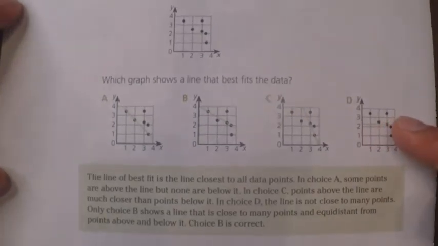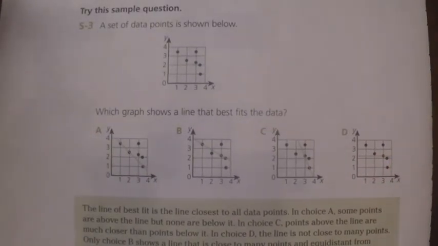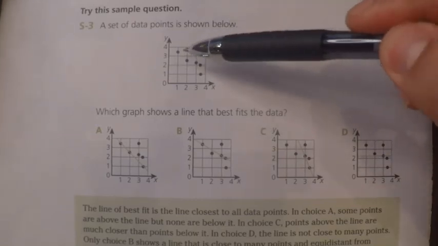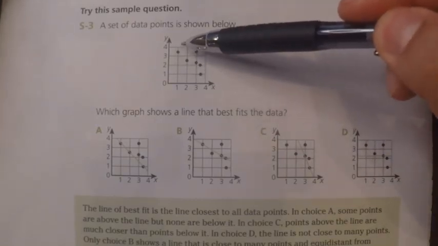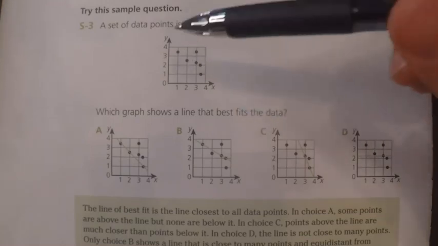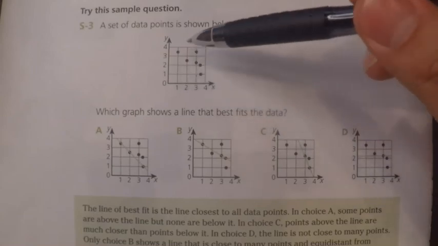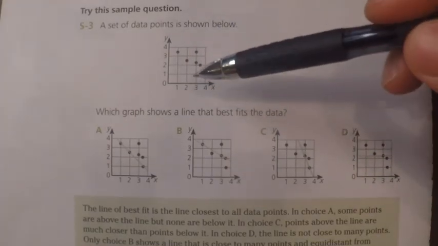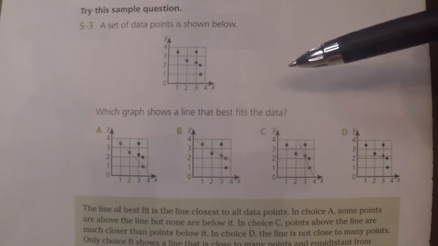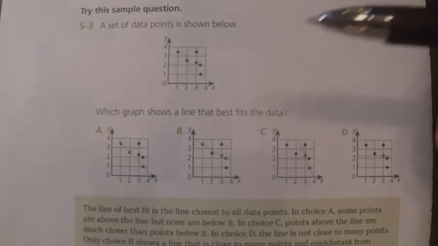So if we're to look on the next page, it says, a set of data points is shown below. So here we have a set of points. So we have a little bit of a scatter here, but it does look like it's going down in a negative correlation, right? So as we go to the right, as x gets bigger, the y is getting smaller. Then it says, which graph shows a line that best fits this data? So if we're looking for the one that best fits the data, we're looking for the one that can be drawn that goes closest to the most points.